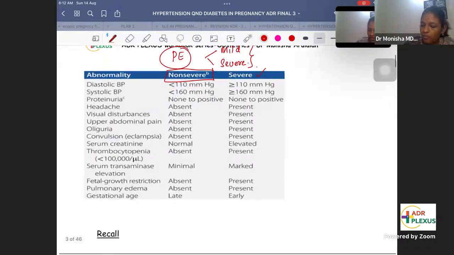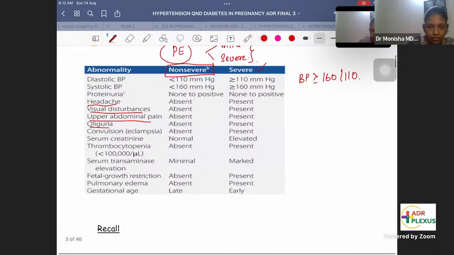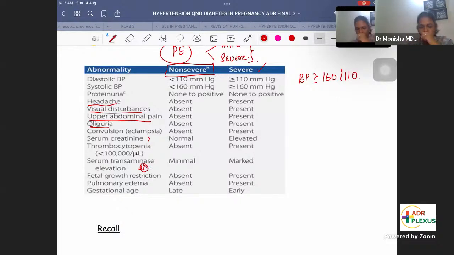Severe type, as we know, is BP more than or equal to 160/110, with imminent symptoms like headache, visual disturbances, upper abdominal pain presenting as epigastric pain, decreased urine output as oliguria, and convulsions. The laboratory findings show elevated creatinine levels, thrombocytopenia of less than 1 lakh, and liver enzymes increased by 2 times. There can be fetal growth restriction, and it can also lead to pulmonary edema.